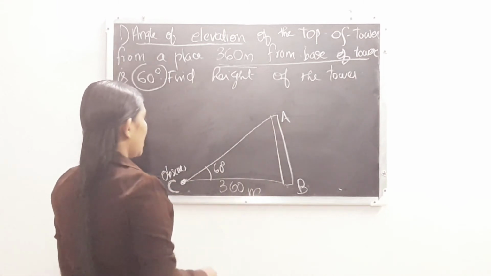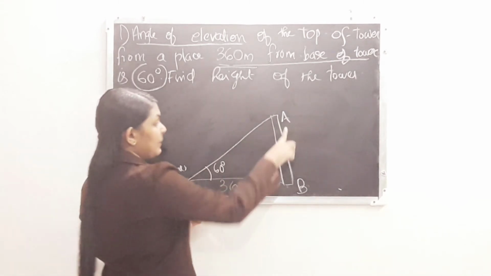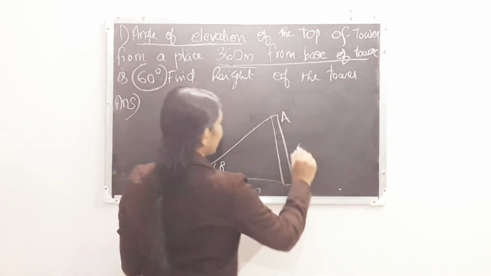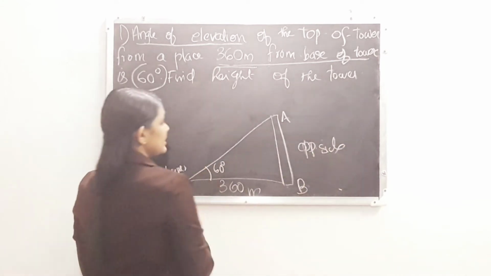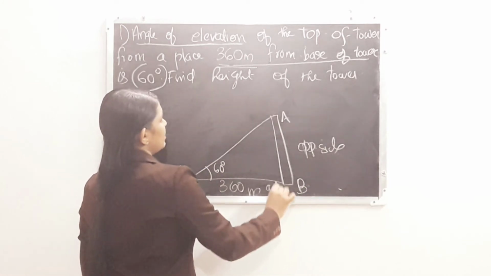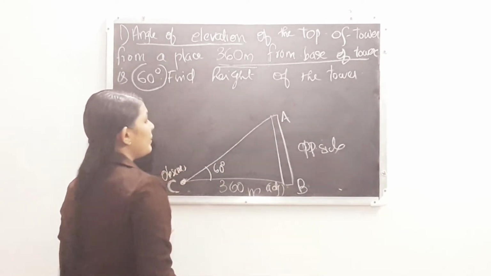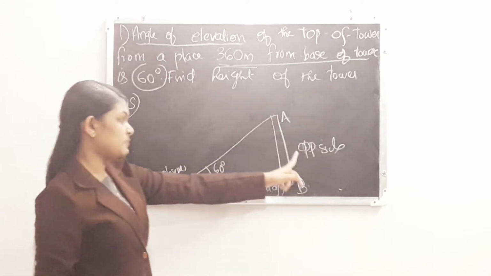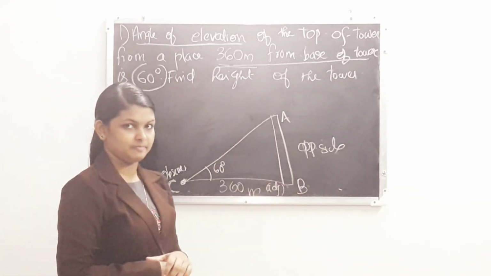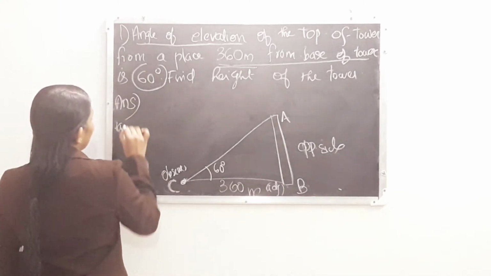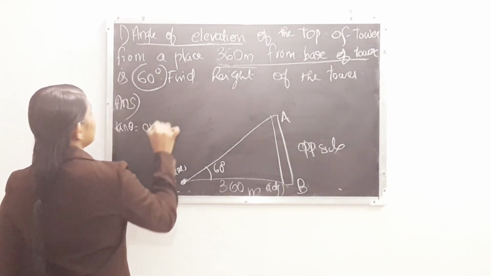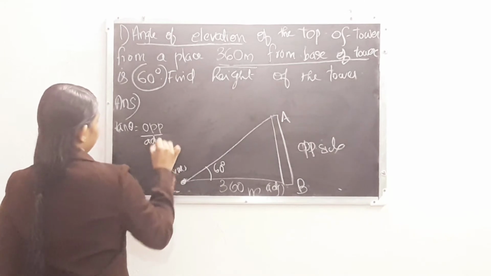Now with respect to this angle, AB will be its opposite side. And this BC will be its adjacent side. So I have to consider a trigonometric function relating this opposite side and adjacent side. Yes, it is tan theta. So tan theta will be equal to opposite side divided by adjacent side.